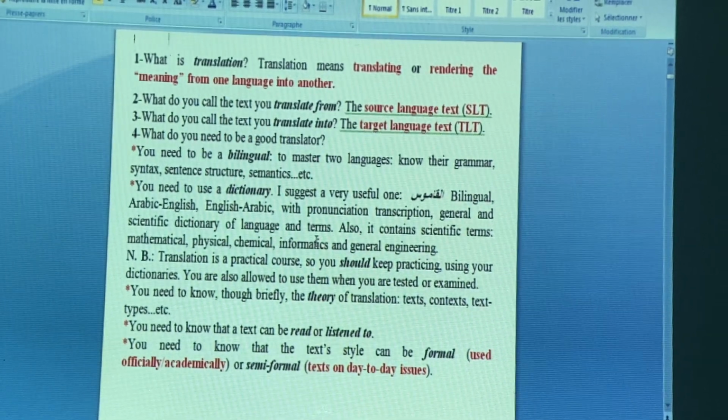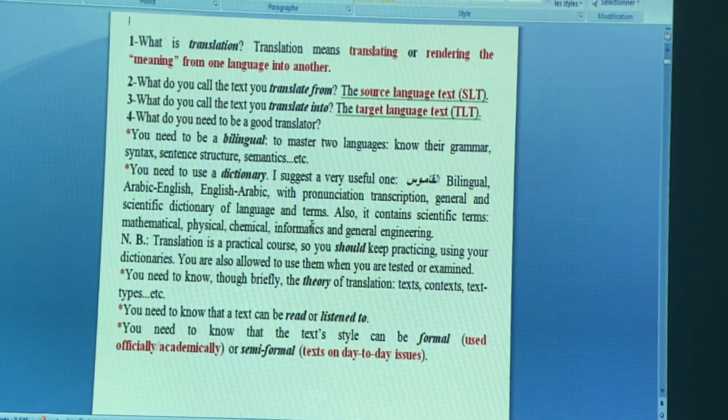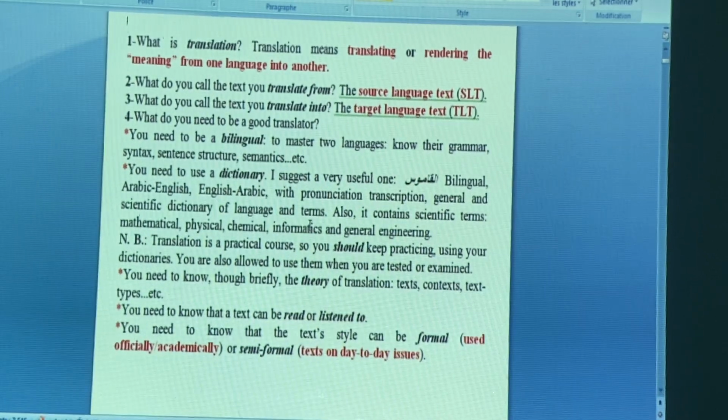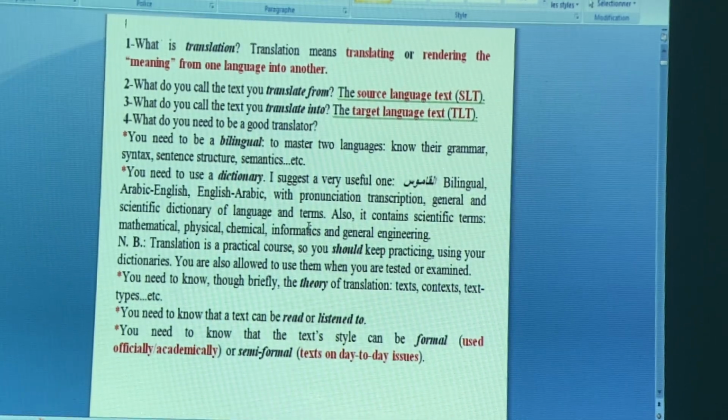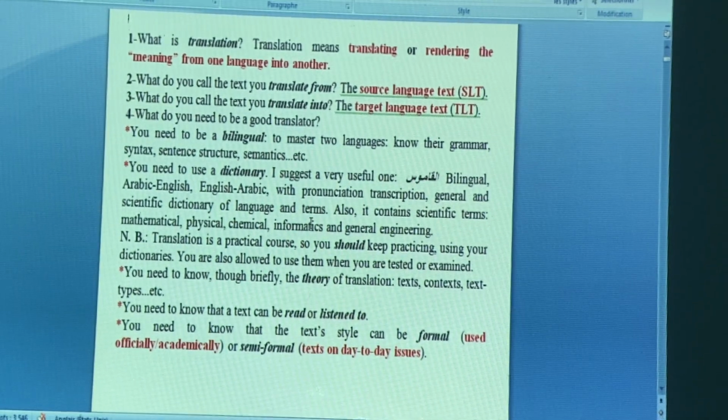What do you need to be a good translator? You need to be bilingual. A bilingual means a person who can master 2 languages. You know their grammar, syntax, sentence structure, semantics, etc.